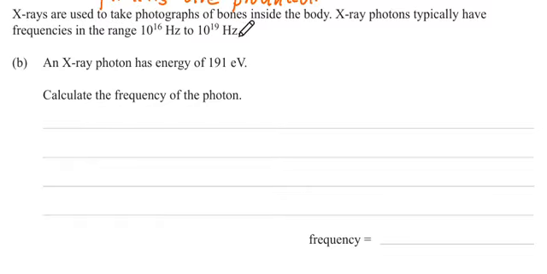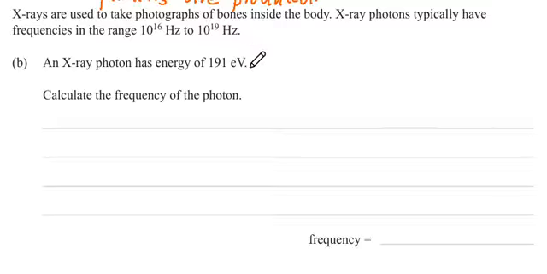X-rays are used to take photographs of bones inside the body. X-ray photons typically have frequencies in the range 10 to the power of 16 Hz to 10 to the power of 19 Hz. An X-ray photon has energy of 191 eV. Calculate the frequency of the light.